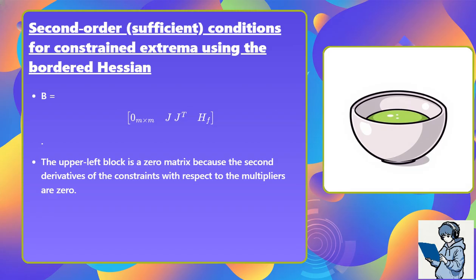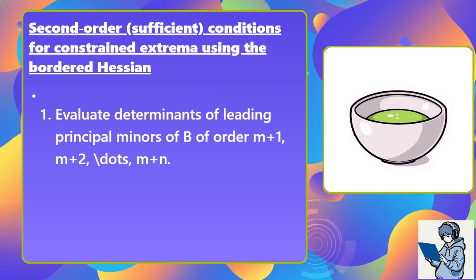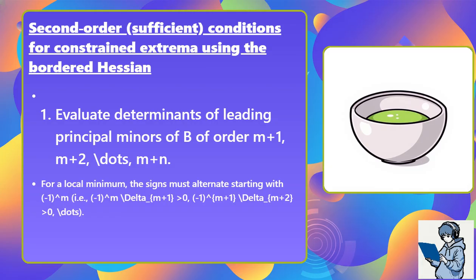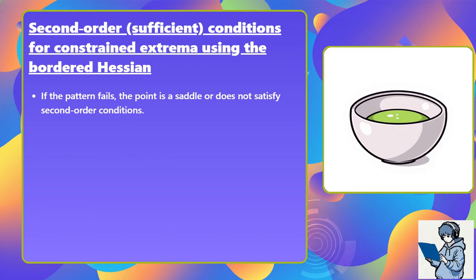Evaluate determinants of the leading principal minors of B of order m plus 1, m plus 2, up to m plus n. For a local minimum, the signs must alternate starting with (-1)^m, that is, (-1)^m times delta sub m+1 greater than 0, (-1)^(m+1) times delta sub m+2 greater than 0, and so on. For a local maximum, the signs must follow the opposite pattern. If the pattern fails, the point is a saddle or does not satisfy the second-order conditions.